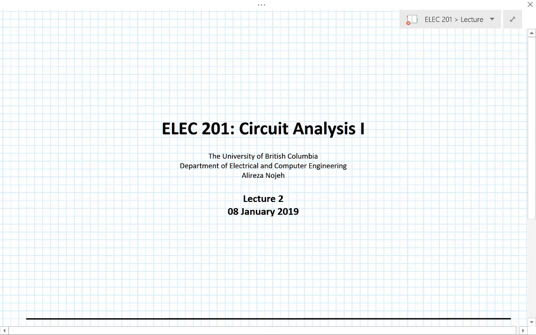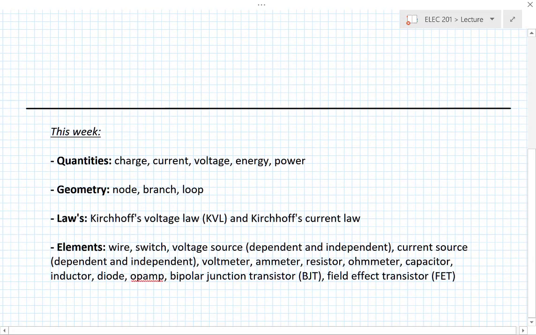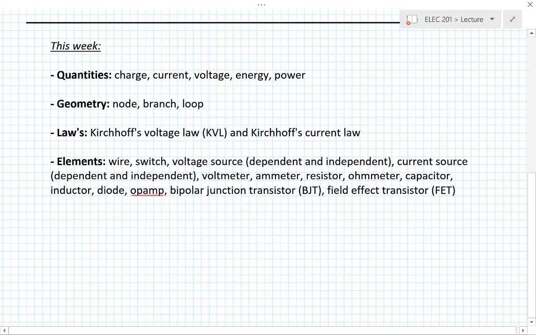What I'd like to do is to show you a map of what we are going to do today and next time, so this week. And we'll see how far we get today.